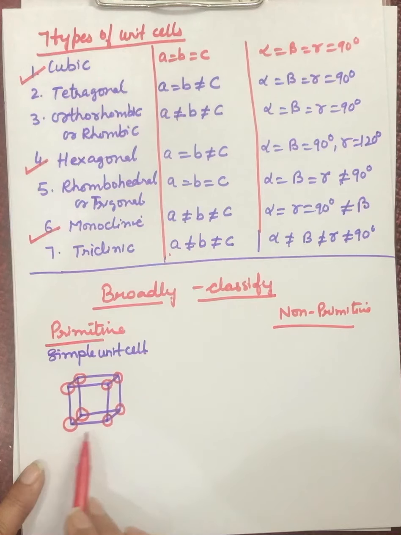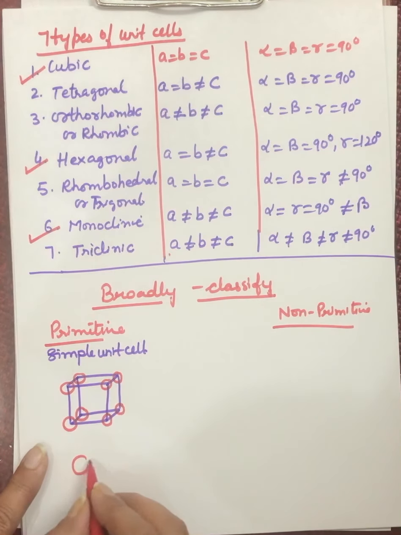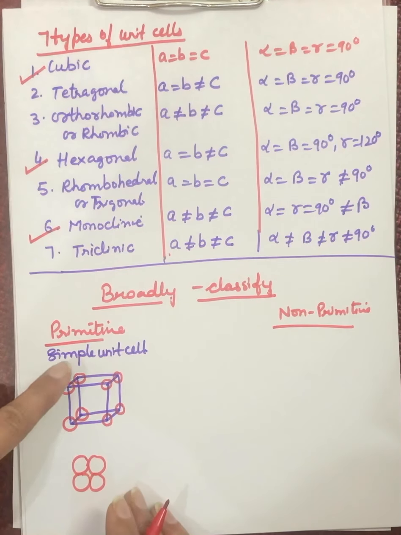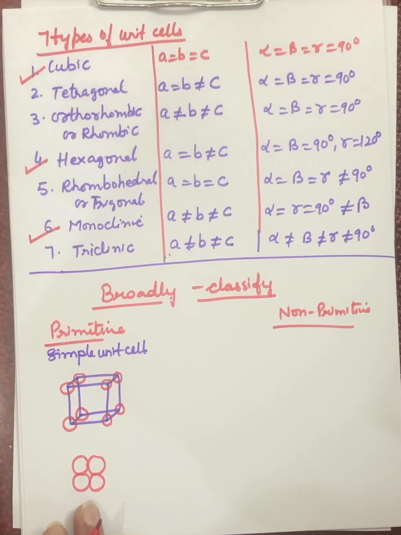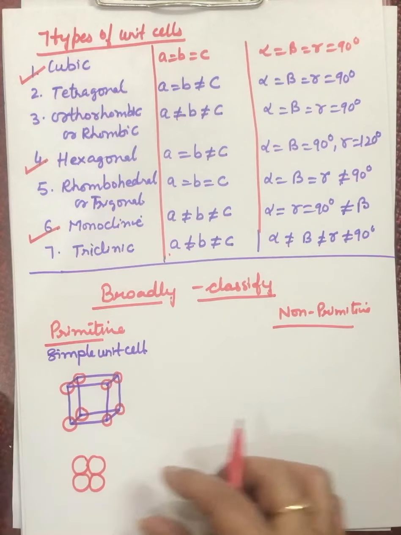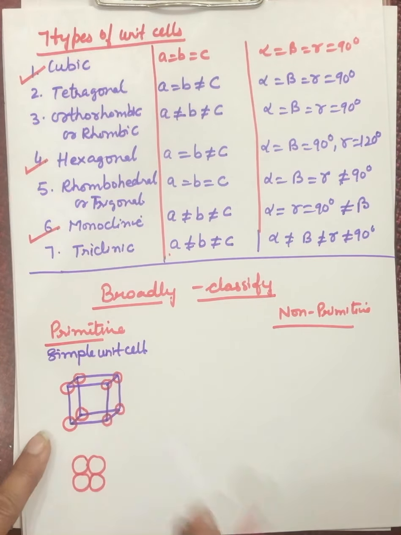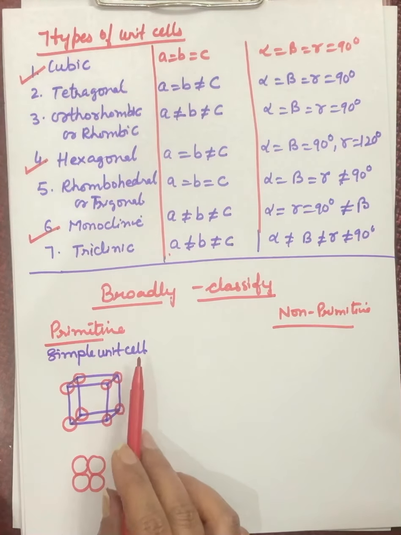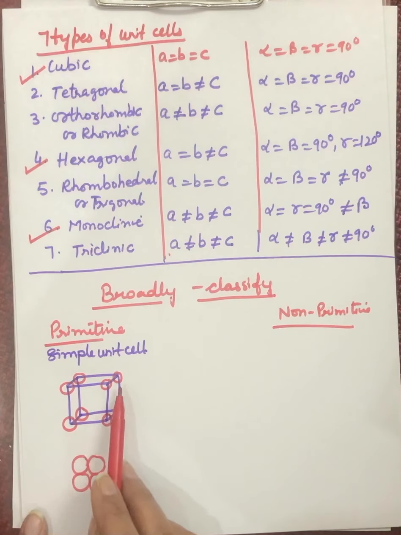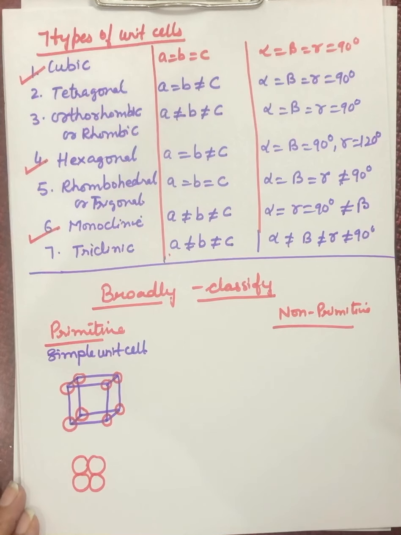Actually, all these particles, they touch each other. But if we start drawing like these 4 front ones I'm drawing, it will be difficult to draw the 4 which are behind this, because we cannot draw the 3D structures here on a paper. So that is why we just separate the particles and then join them with a line, and we can understand how these particles actually are arranged. So actually these particles are touching each other. So simple unit cell is that in which particles are present only at the corner of a unit cell.